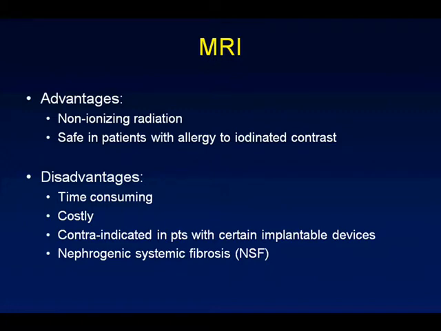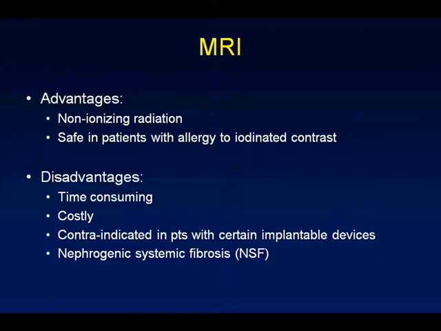So we'll just review the advantages of MRI. As you know, it's a non-ionizing radiation technique, and it is safe in patients who are allergic to iodinated CT contrast. You can give gadolinium; there's no cross-reaction. There are several disadvantages, though. As you know, it's time-consuming. It could take up to half an hour to an hour to do an MRI, whereas a CT can literally take seconds nowadays with the multi-detector scanners. It is also a costly examination in comparison to CT and the other modalities.